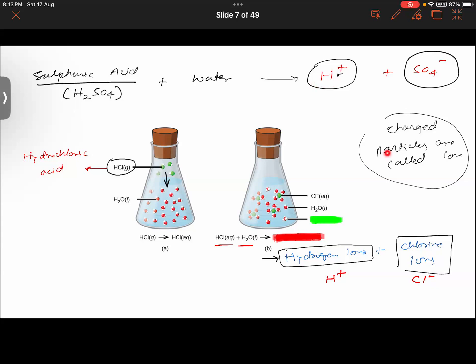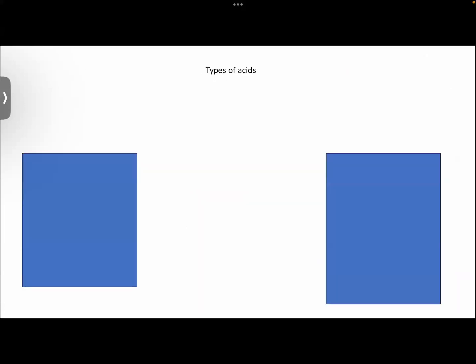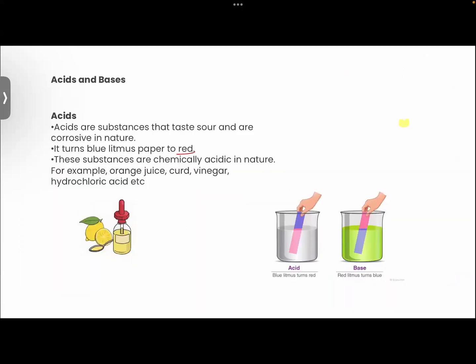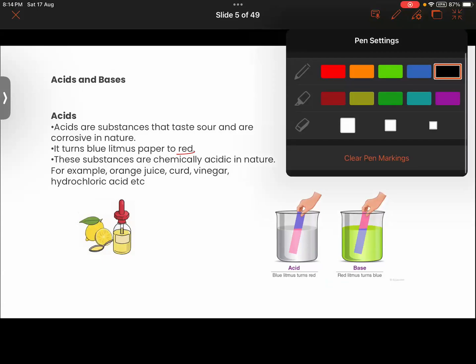Now, no need to go into that much depth. Just understand that we have charged particles, and charged particles will be called ions. So when water is added into sulfuric acid, it gives out hydrogen ions. Getting it, both of you? Yes, sir. Good. So that is a general property observed in case of all the acids, that all the acids would be giving out hydrogen ions when dissolved into water.